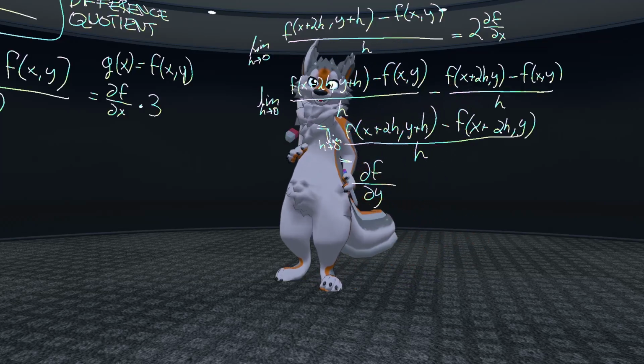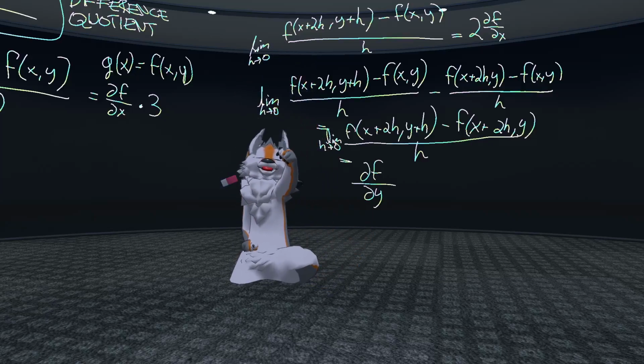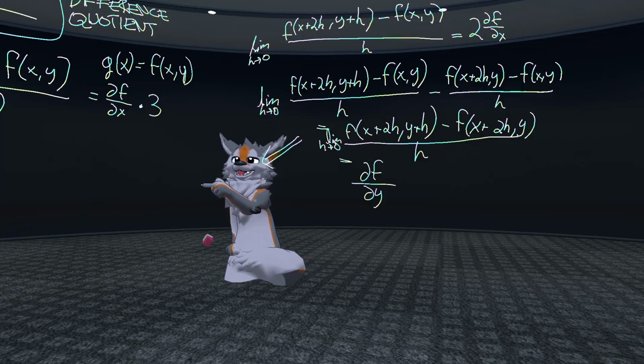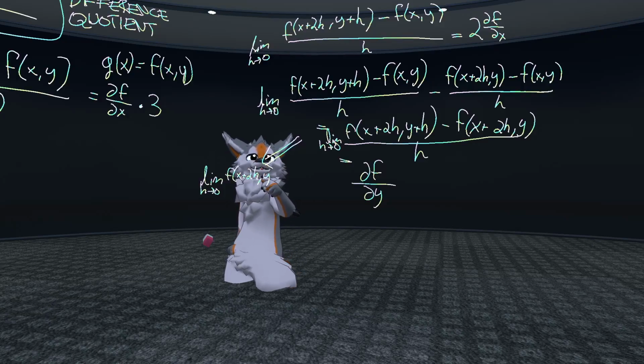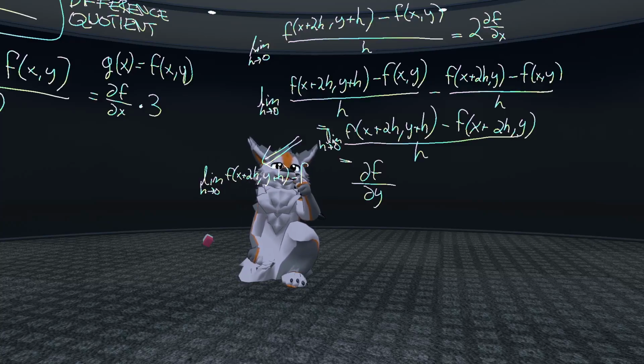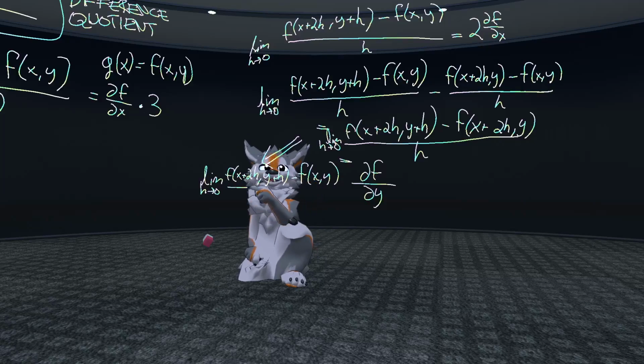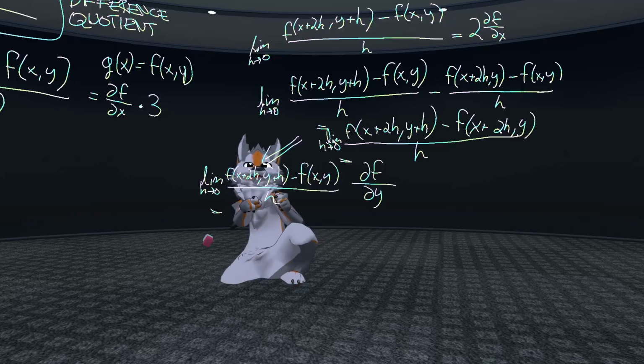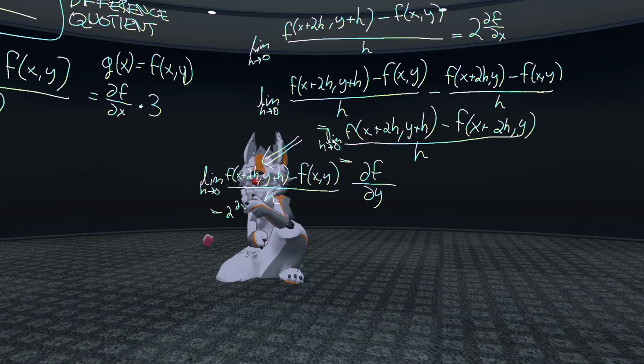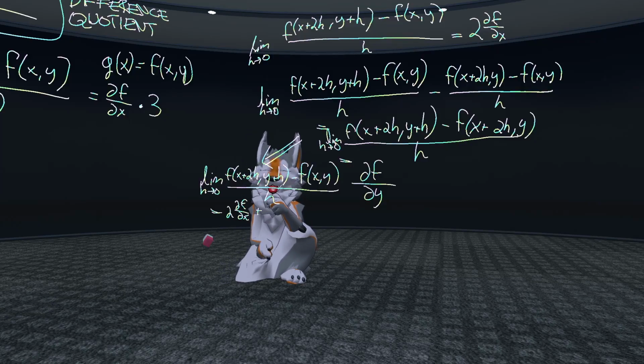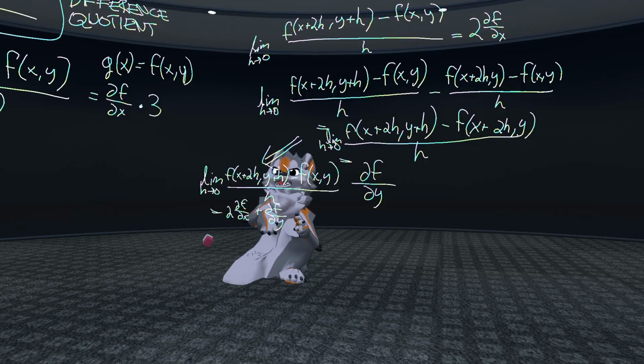So, to be extremely clear, all of this that we did over there leads us to conclude that the limit, the sort of generalized difference quotient, where we have f of x plus 2h comma y plus h, minus f of x comma y, over h, is equal to 2 times the partial derivative of f with respect to x plus the partial derivative of f with respect to y, so with respect to the second variable, right?